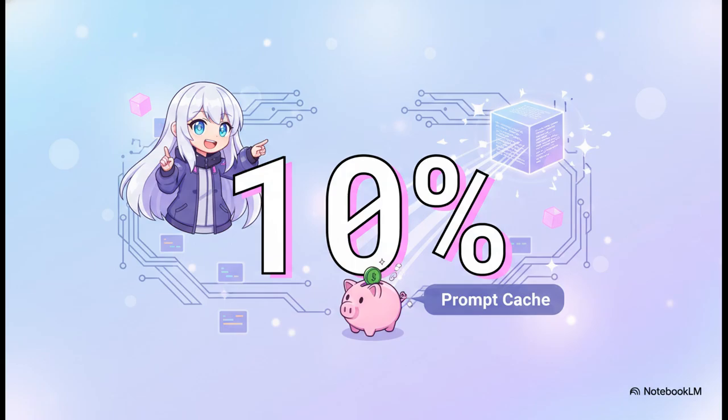And guys, here is a number that's going to make absolutely any developer smile. 10%. Let's talk about the sheer efficiency of this execution layer. The system actually utilizes a prompt cache.